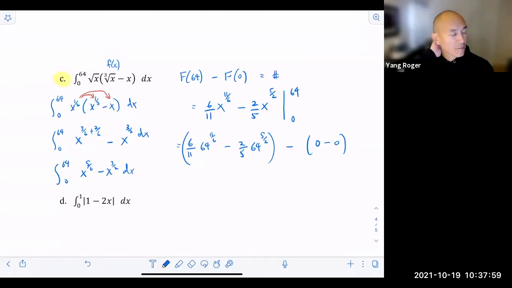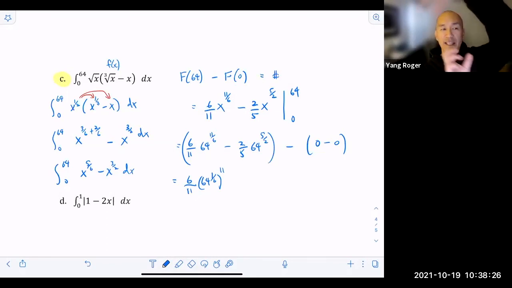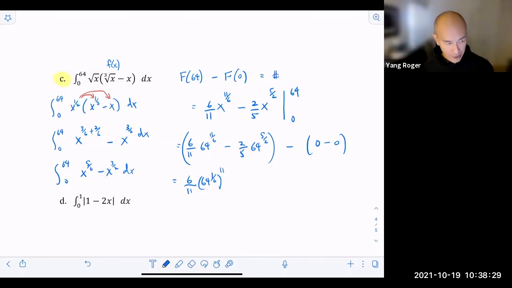Okay. Any questions so far? So what I would do is I would write this guy as 6/11, not pi, over 11. I'm going to have 64 to the 1/6 power. And then raise that to the 11th. So I'm taking the 11/6 fraction and I'm splitting it into two things. I'm going to do the same thing with the second one. It's going to be 2/5. We've got 64 to the 1/2 raised to the 5th power.